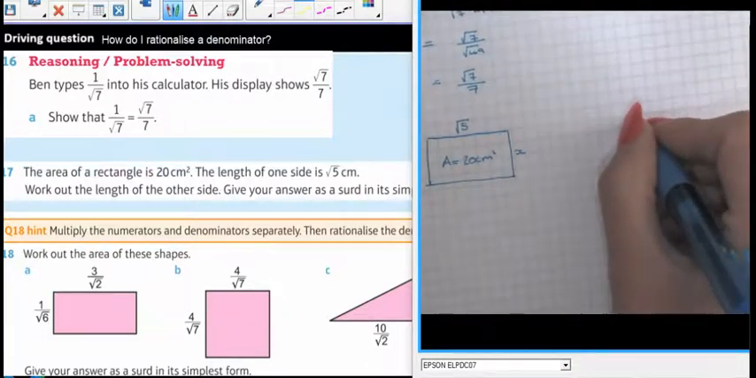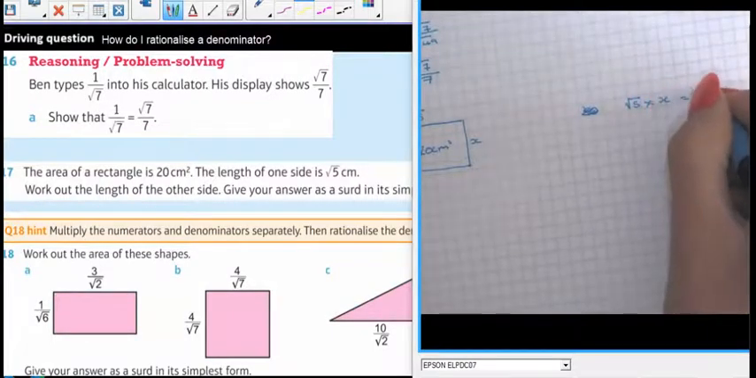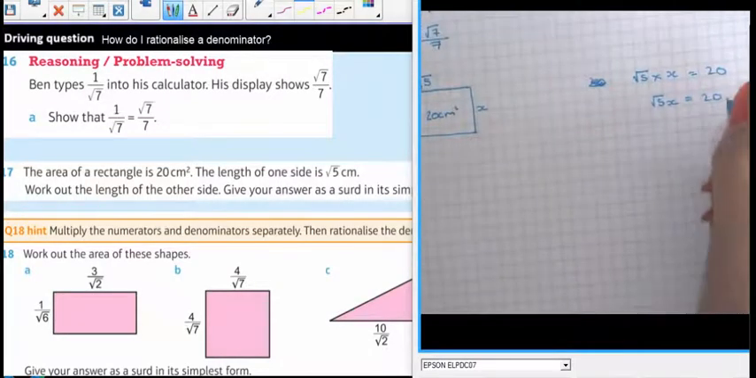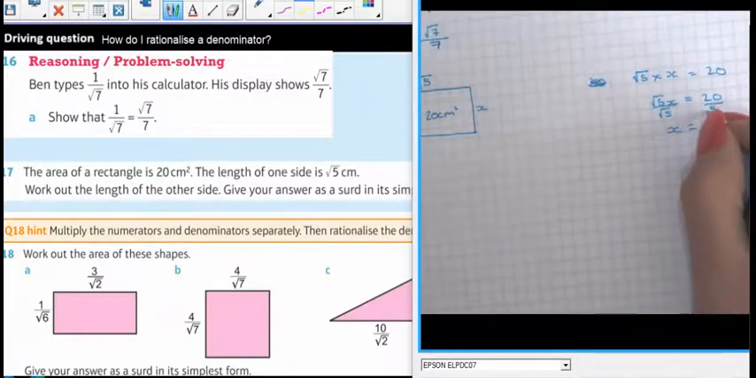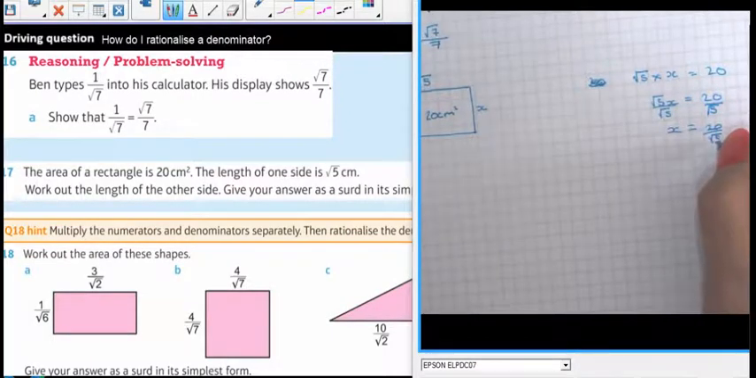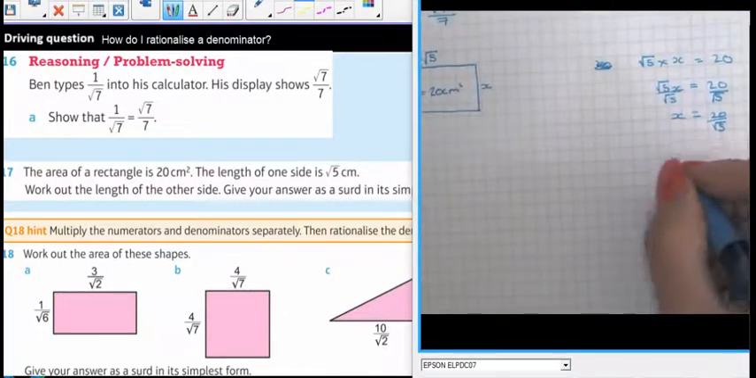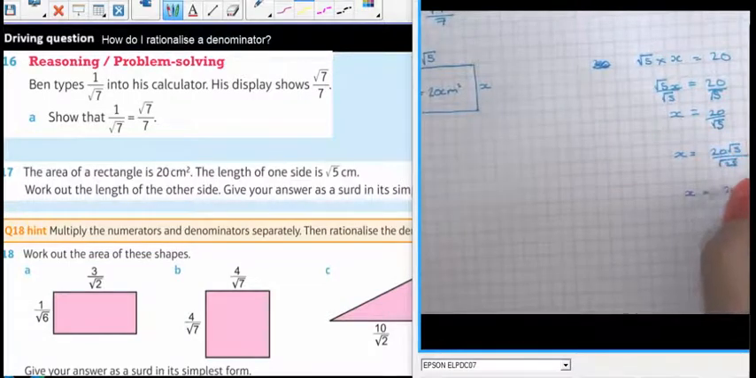So the area is root 5 multiplied by x, and that equals 20. So root 5x equals 20. Let's solve this. Well, we want x to be the subject, so we'll divide both sides by root 5. 20 over root 5. And the question says, give your answer as a surd in its simplest form. Well, let's rationalise that. We multiply the numerator and the denominator by root 5. And we'll get 20 root 5 over 5, which simplifies, 20 divided by 5 is 4 root 5.